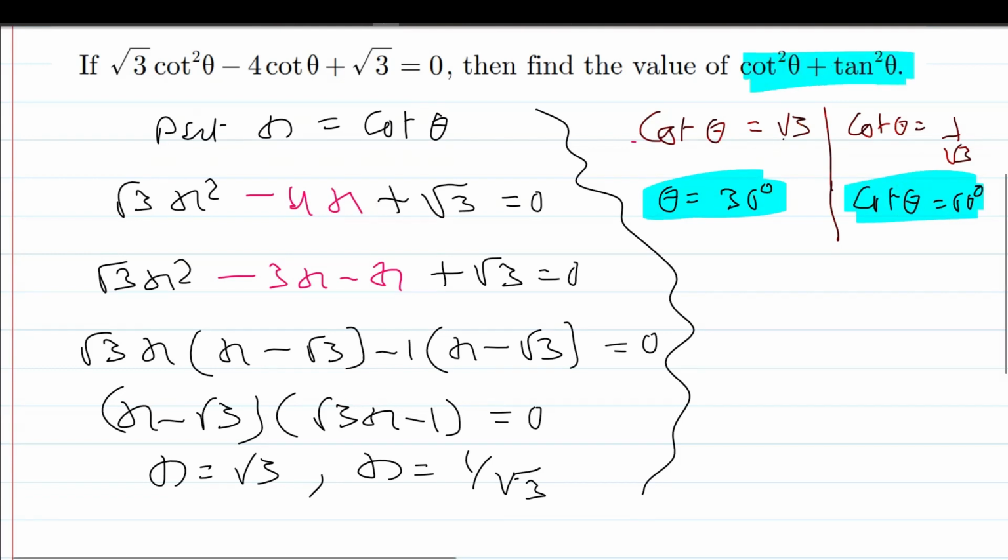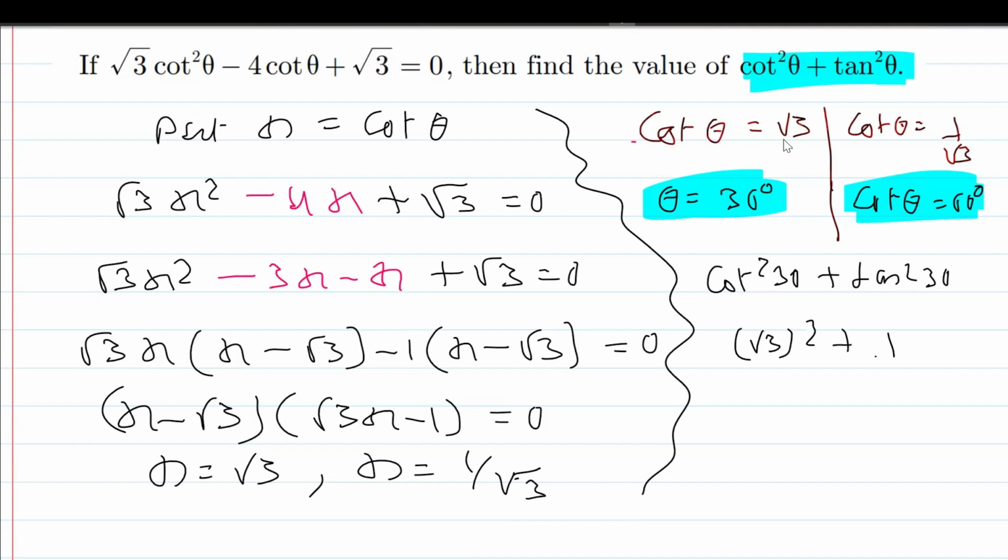So now we are going to plug in these values over here. So let's say I place theta as 30. So cot square 30 plus tan square 30. Cot 30 is root 3. So it's root 3 square plus 1 over root 3 square. So this is what? 3 plus 1 over 3. So that is 9 over 3, 3 into 3 is 9, 9 plus 1 is 10, right? So 10 over 3 is the answer.